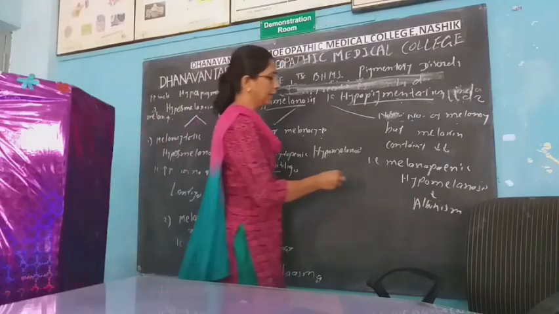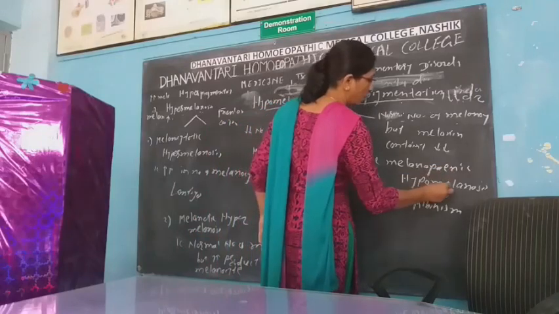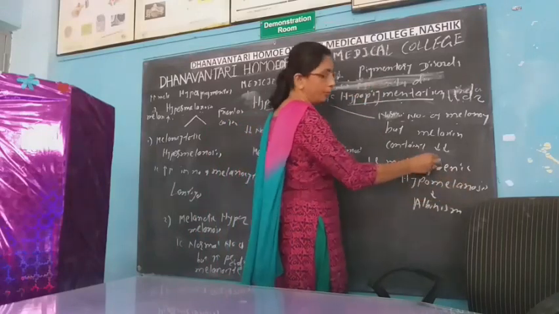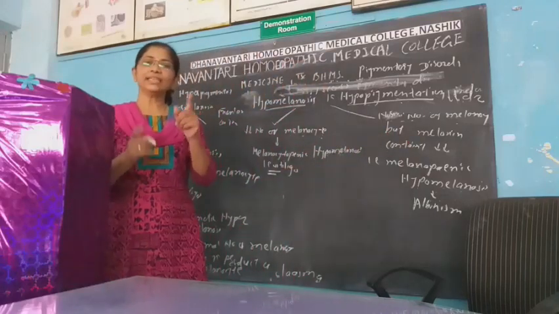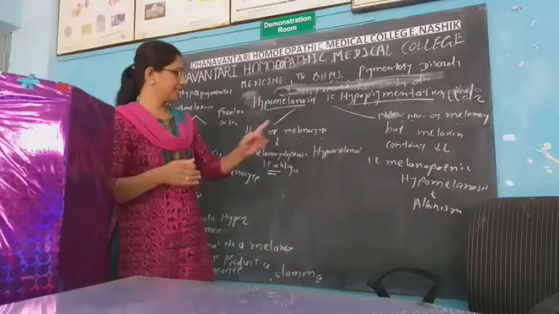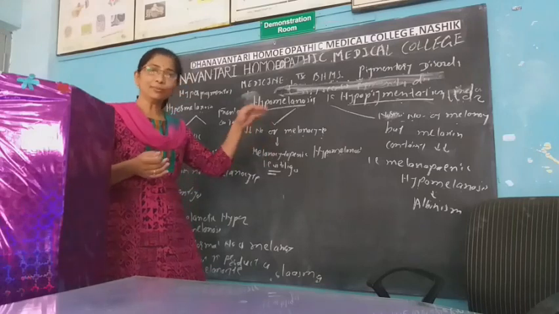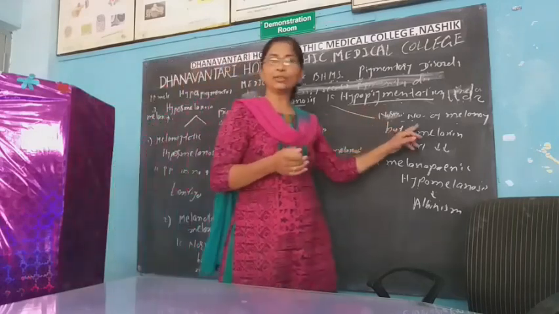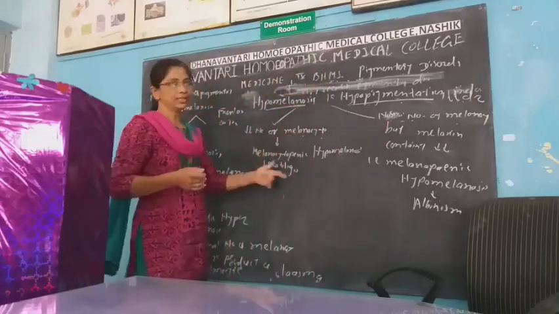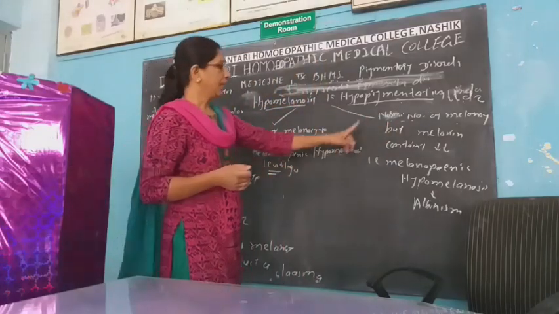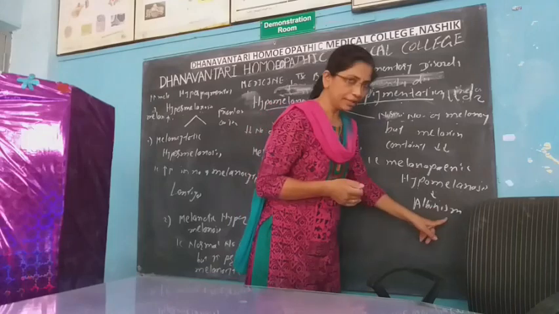Second type is melanopenic hypomelanosis. What happened here? The number of melanocytes is normal but the melanin content is decreased. Example of the first type is vitiligo or leukoderma. Example of this second type is albinism.